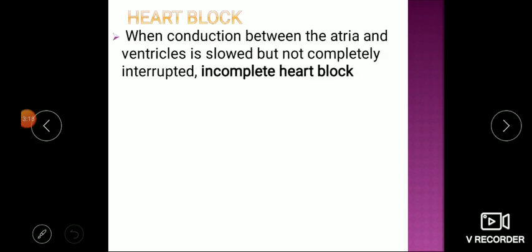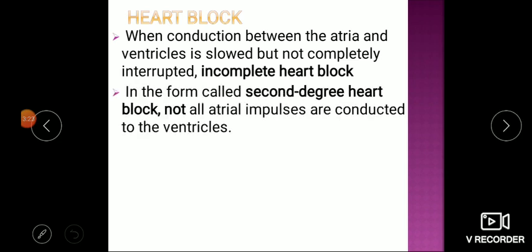So these are the 3 different types of heart blocks which can be detected by ECG. Commonly, so many are there. I am explaining the common ones. When conduction between atria and ventricle is slowed but not completely interrupted, it is called incomplete heart block or first degree heart block.